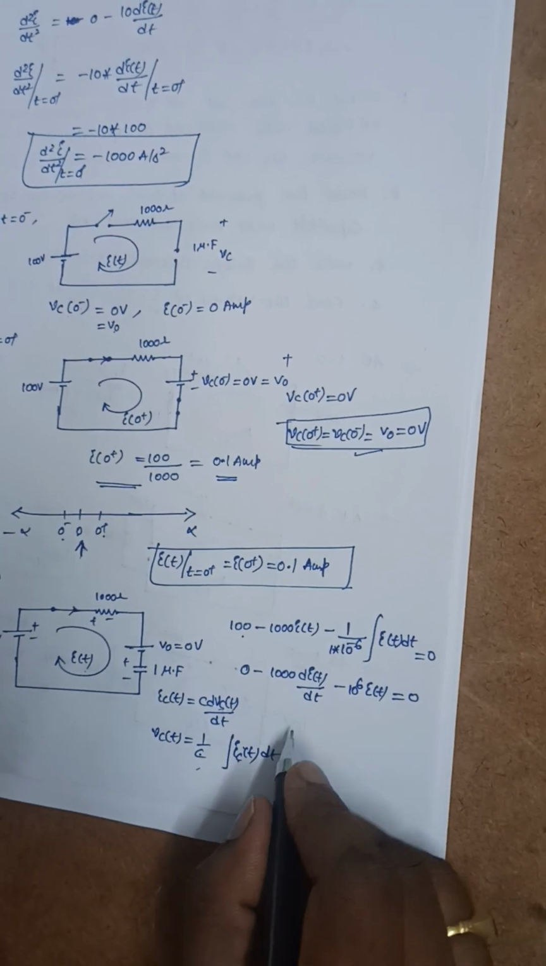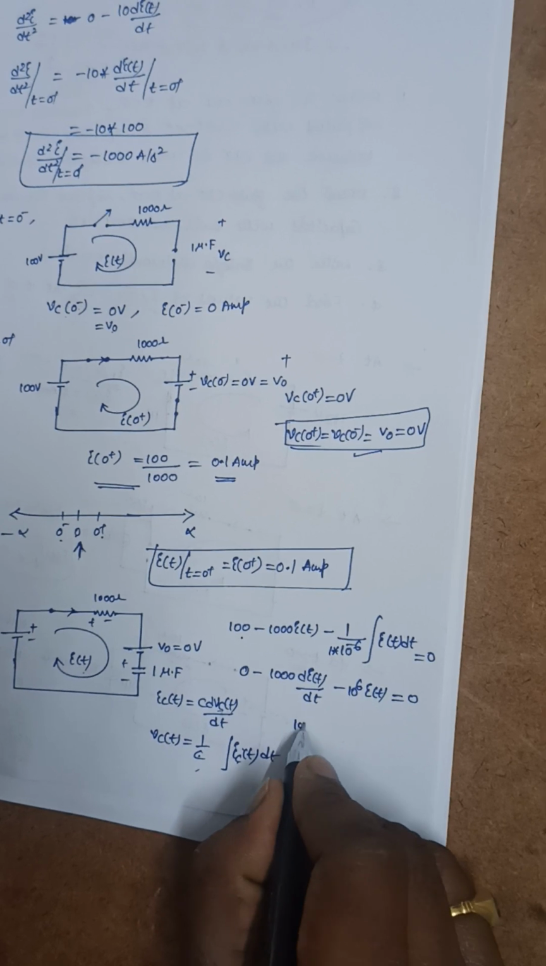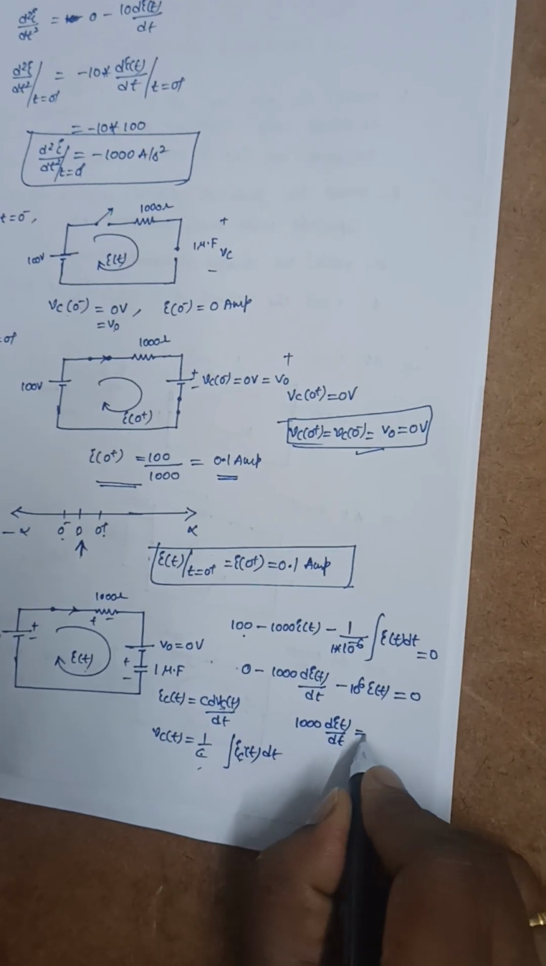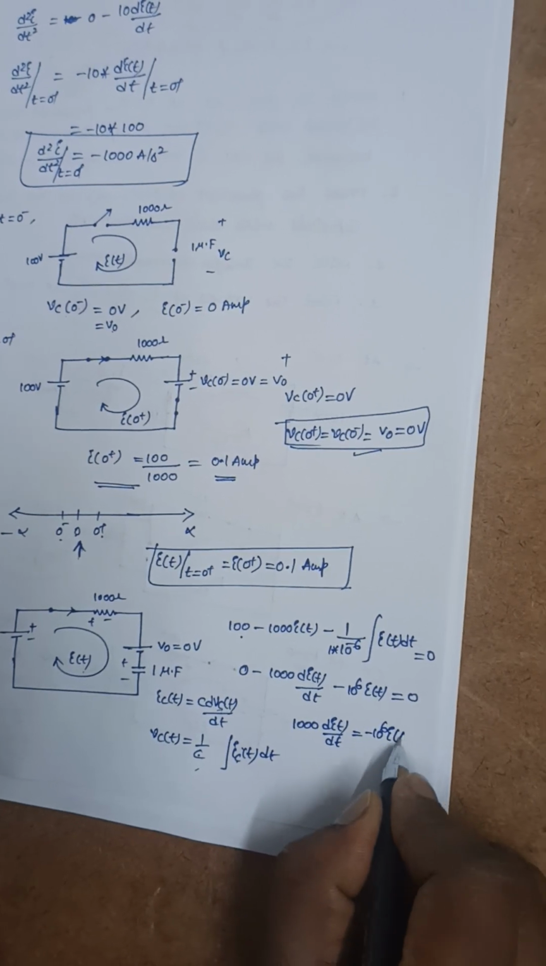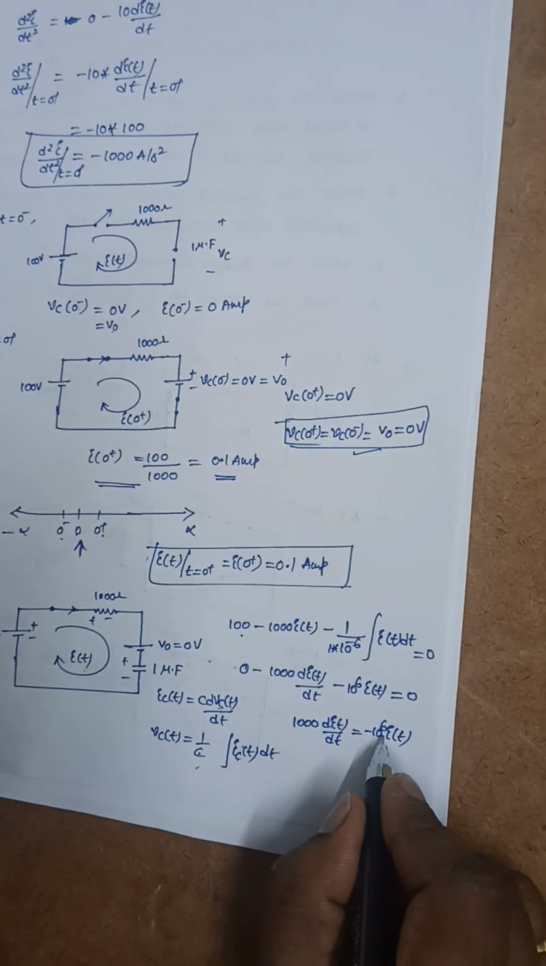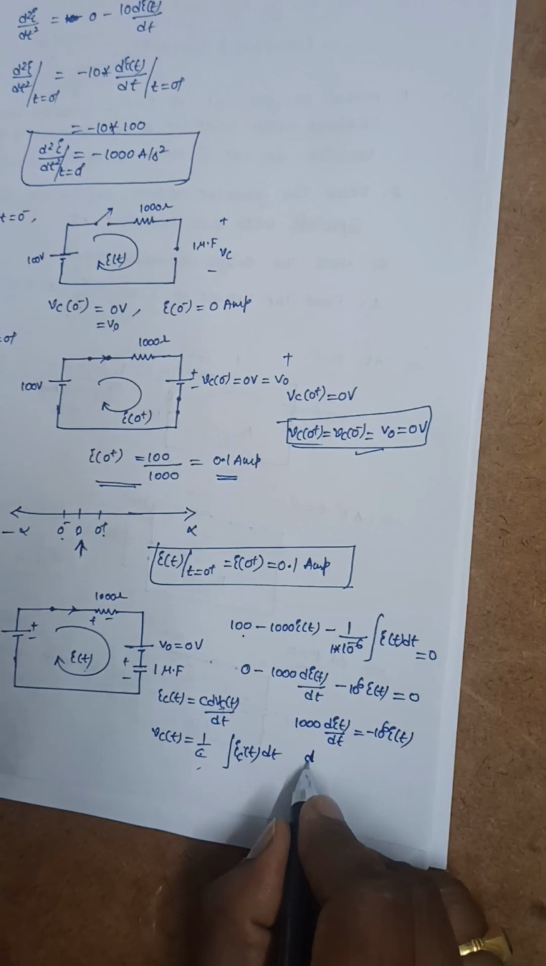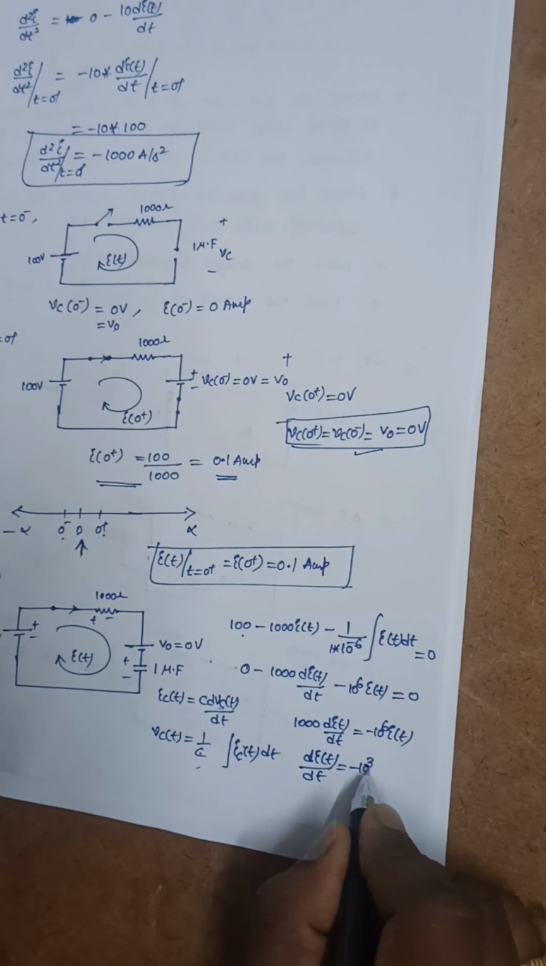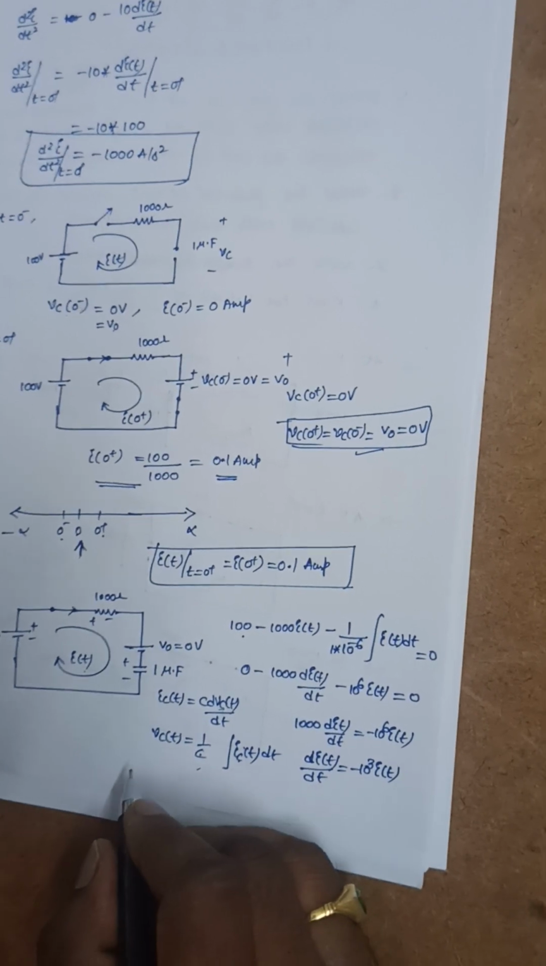Now bring this to the right side of the equation. 1000 into di of t by dt is equal to minus 10 power 6 into I of t. So it is 10 cube, and this will become di of t by dt is equal to minus 10 power 3 into I of t.